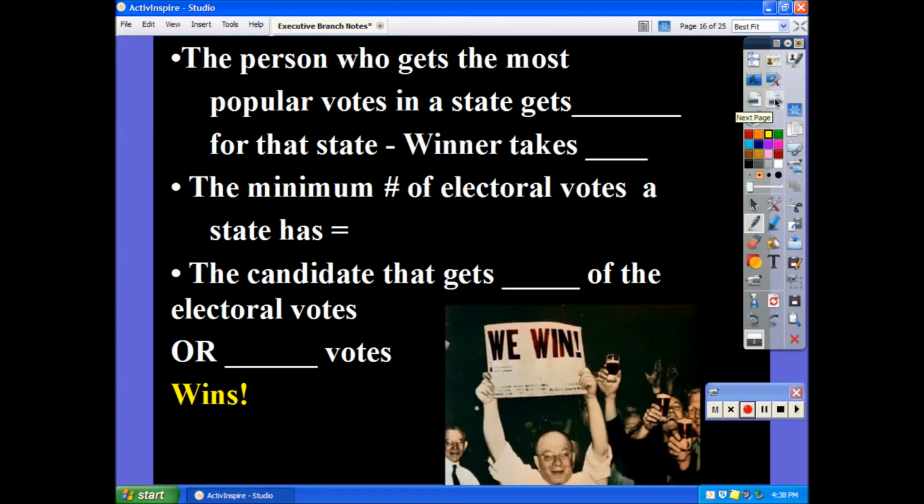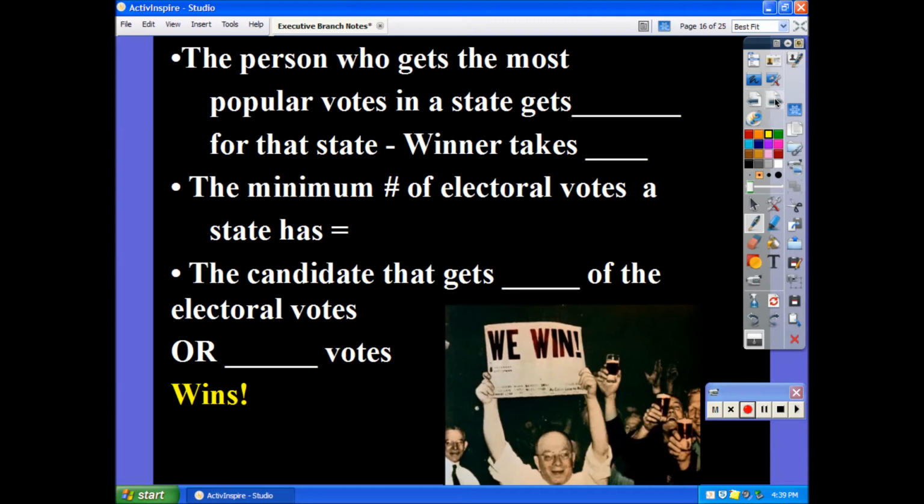The person who gets the most popular votes in a state gets all the electoral votes in the state. This is the idea of a winner-takes-all situation. So as we count all the votes in California, the person who gets the most votes, the popular vote, gets not the popular vote but the electoral votes for that state. They would get all 55 electoral votes. The minimum number of electoral votes that a state has is equal to the minimum number of people a state can have in the House and the Senate, which is 3.